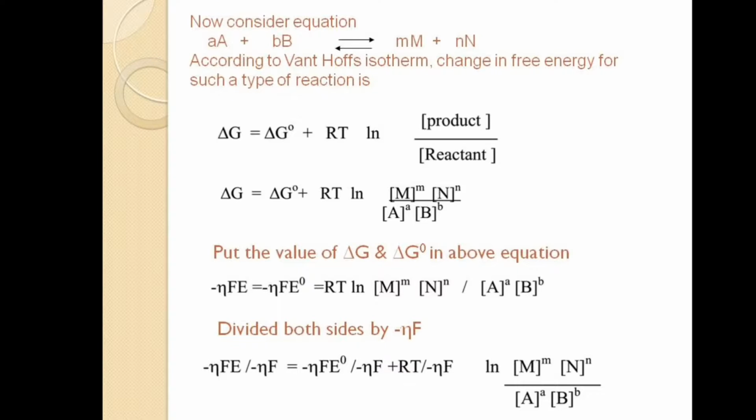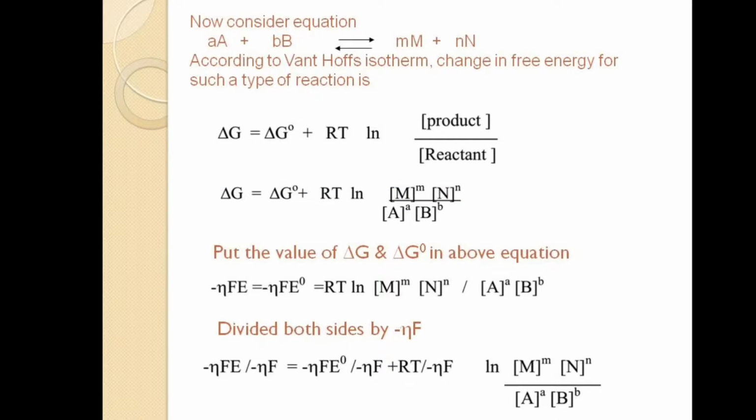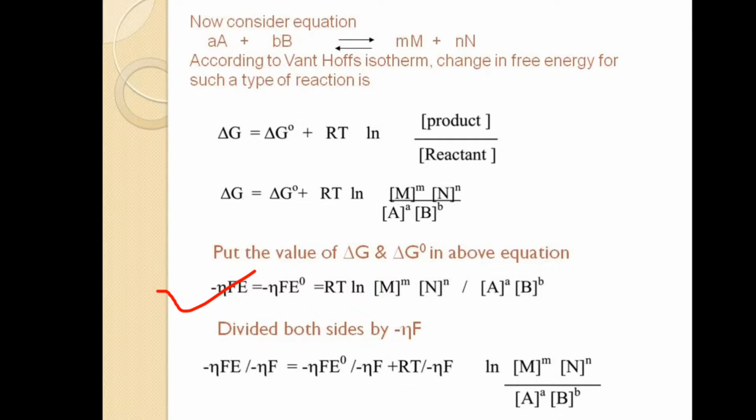Now here this is the product side and this one is the reactant side. So this relation becomes delta G is equal to delta G0 plus RT ln concentration of M raised to power m into concentration of N raised to power n divided by concentration of A raised to power a and concentration of B raised to power b. Now put the values of delta G and delta G0 in the above equation. As you know, delta G is equal to minus nFE and delta G0 is equal to minus nFE0. So put these values, and this equation becomes like this. Then divide both sides by minus nF. So this relation becomes like this.